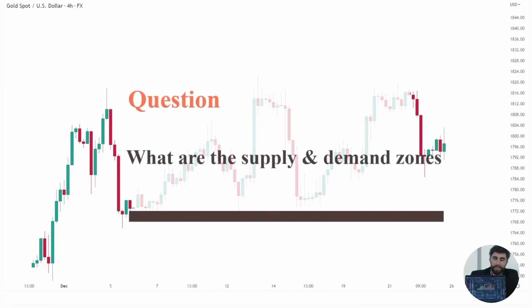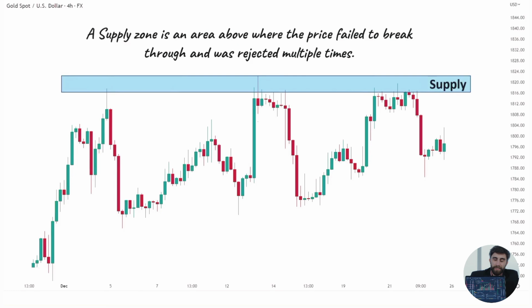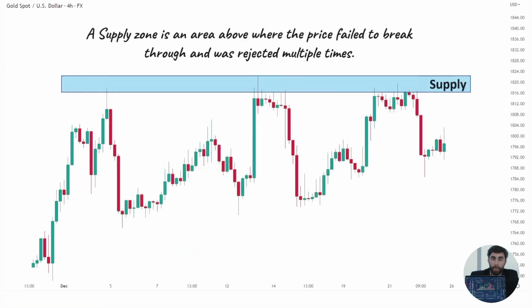So, what is the supply and demand zone? A supply zone is an area above, where the price failed to break through and was rejected multiple times. From the price action perspective, the market sees this area as expensive, which causes buyers to close their long positions and sellers to open their shorts. The outcome of this double action is what makes the price reverse from the supply area.